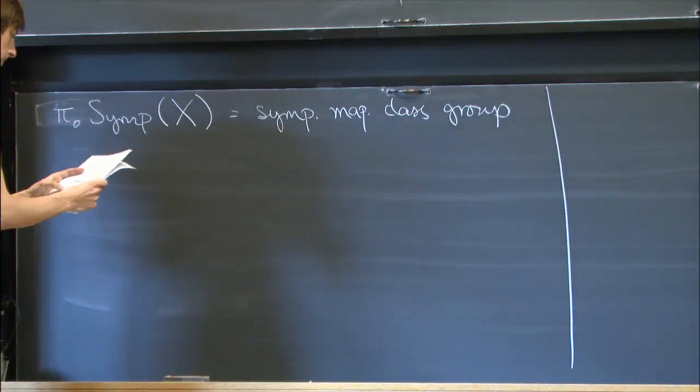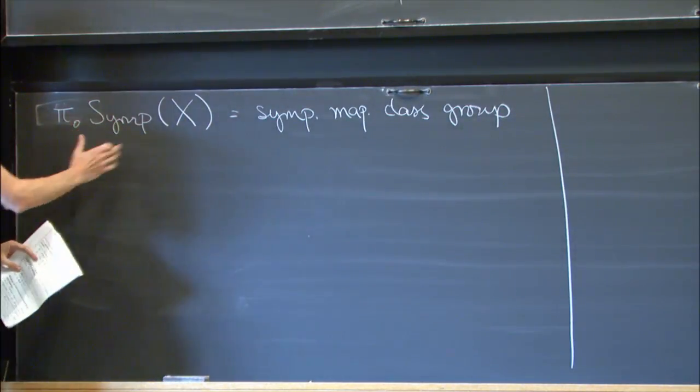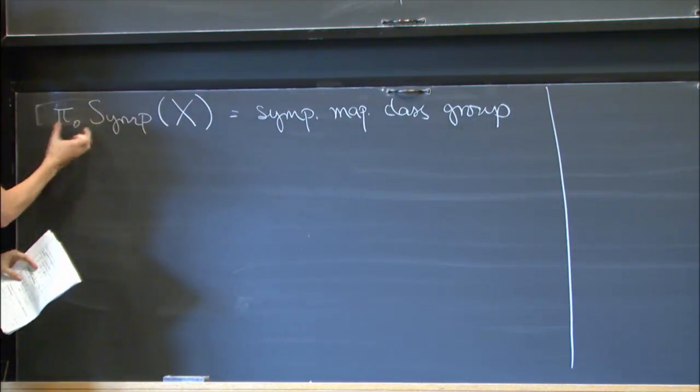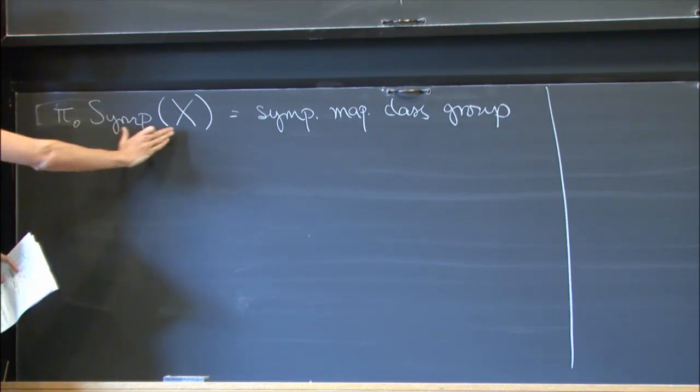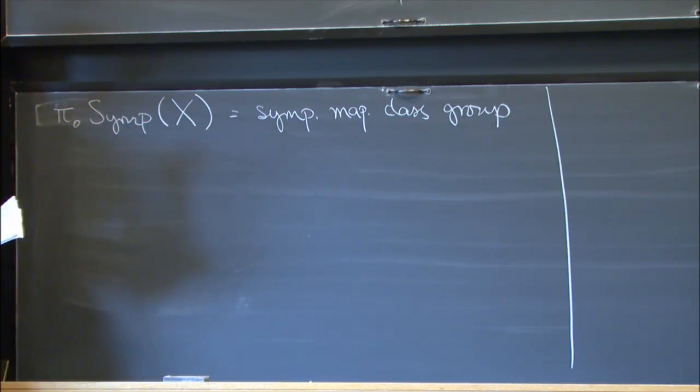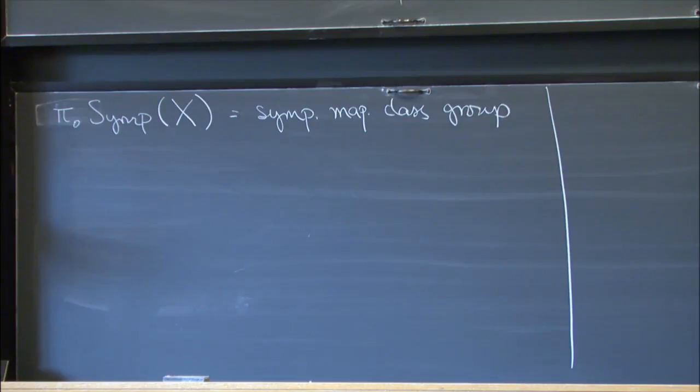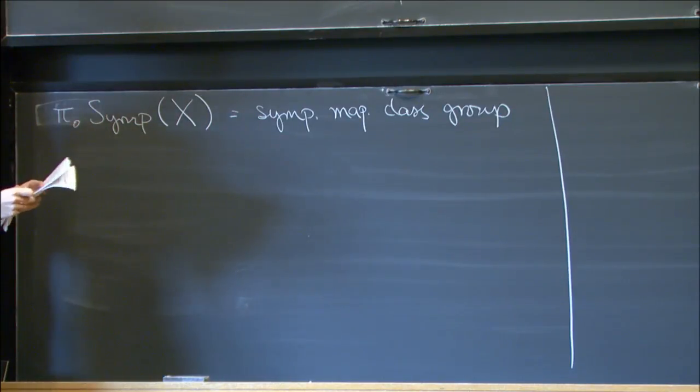The topology on this group, of course, matters for this pi naught, but if X has no H1 with coefficients in R, then we can just take the smooth topology, the C infinity topology, sorry.